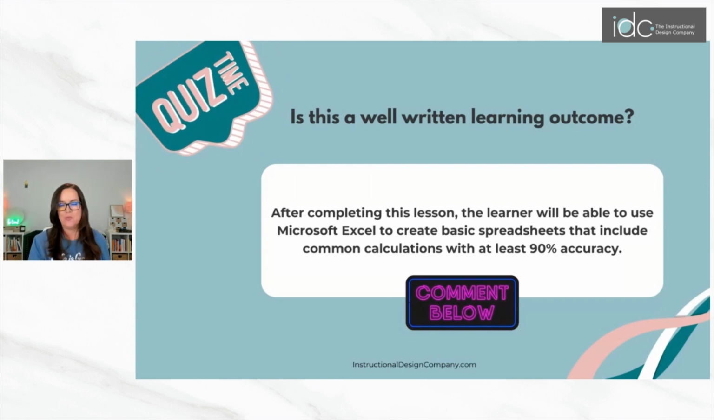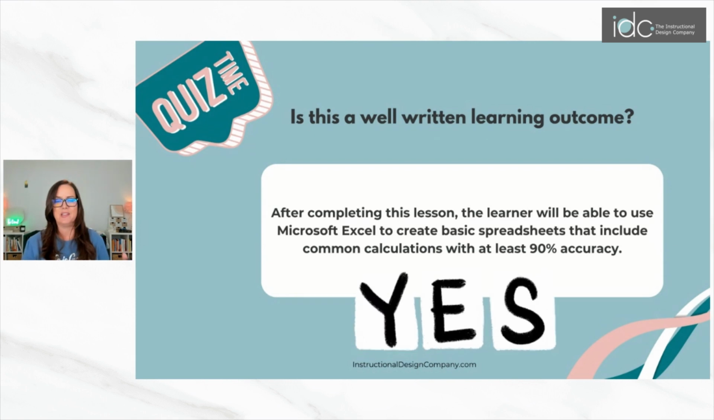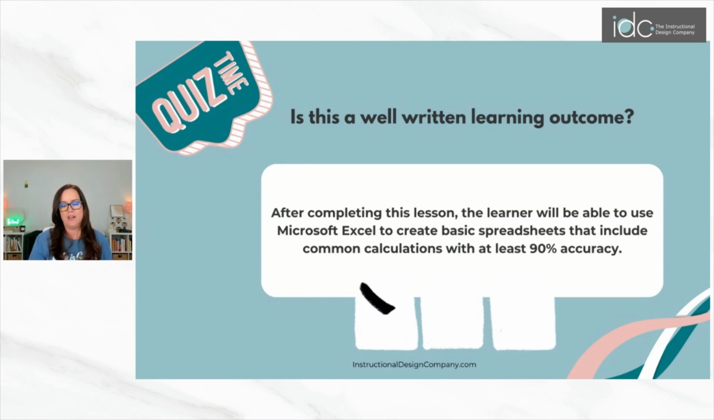Very good. So we need the measurement, and we need that specific, stronger action verb. All right, so here is a learning outcome, right? Written from the lens of the learner. After completing this lesson, the learner will be able to use Microsoft Excel to create basic spreadsheets that include common calculations with at least 90% accuracy. Yes, this is an example of a good learning outcome.